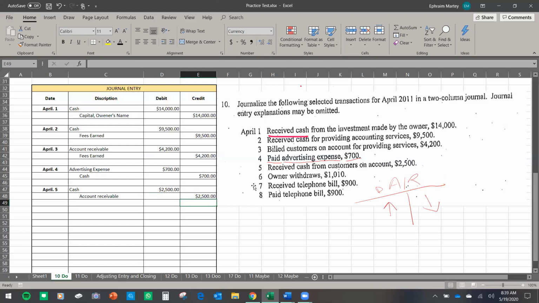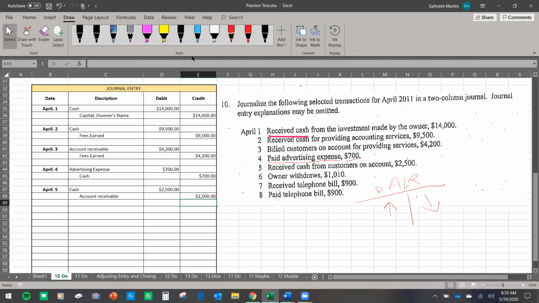And then on number 6, we have owner's equity. Owner withdraw equity of 1010. Now that is a withdrawal. Withdrawal is always withdrawal. The owner is withdrawing this. But what is the owner withdrawing? The owner is withdrawing cash. So that means our cash is going to decrease by 1010, and then owner's withdrawal is going to increase.